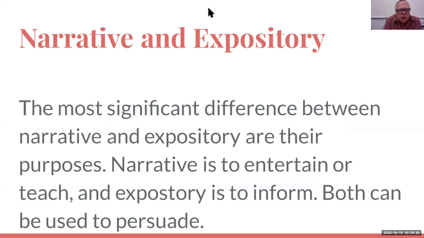So, narrative and expository. The most significant difference between narrative and expository texts are their purposes. Narrative is normally to entertain or teach, and expository is to inform and, yes, teach. Both can be used to persuade.